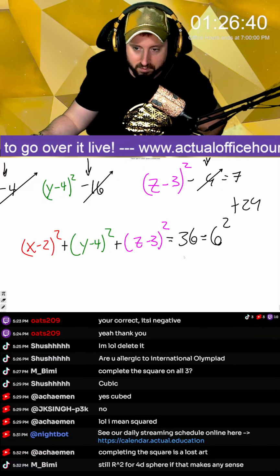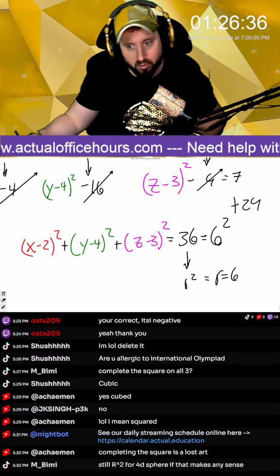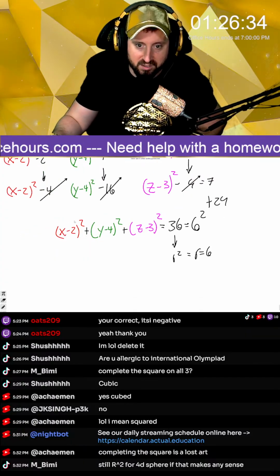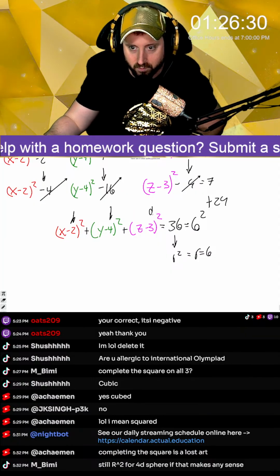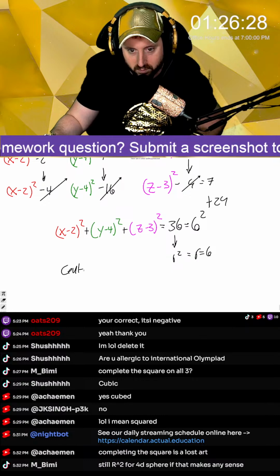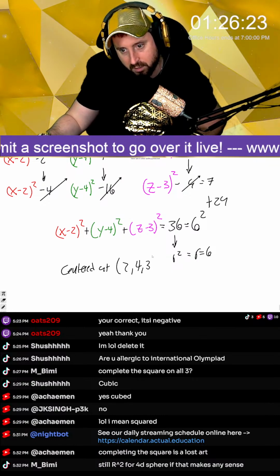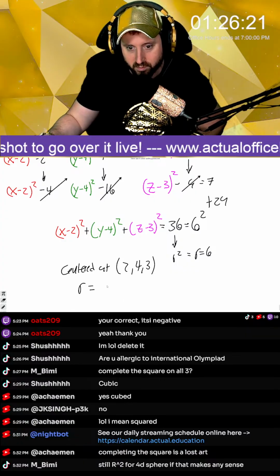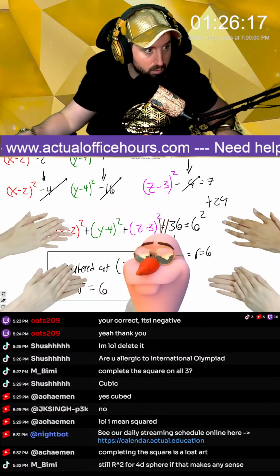Okay, this is plus, yeah, 36, something like that. And if this is supposed to be r squared, that means that r is equal to 6. So here's a cool thing. This is a sphere that is centered at, remember we said this is the center of the circle. So you could say centered at (2, 4, 3), and it has a radius equal to 6. Nice.